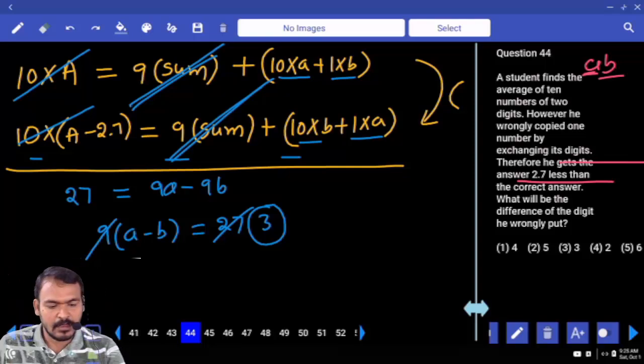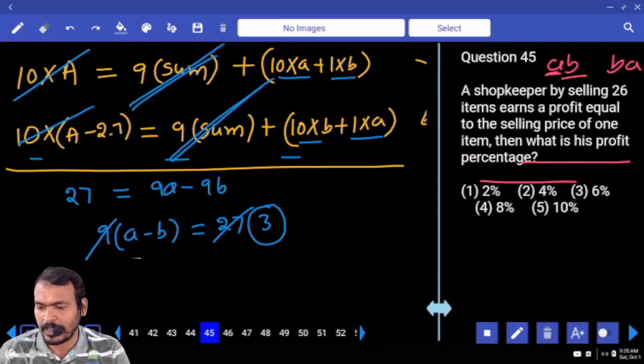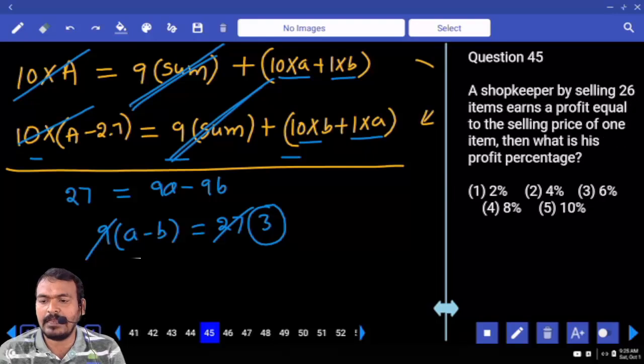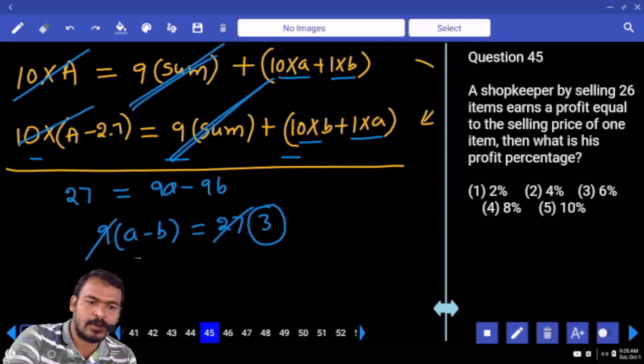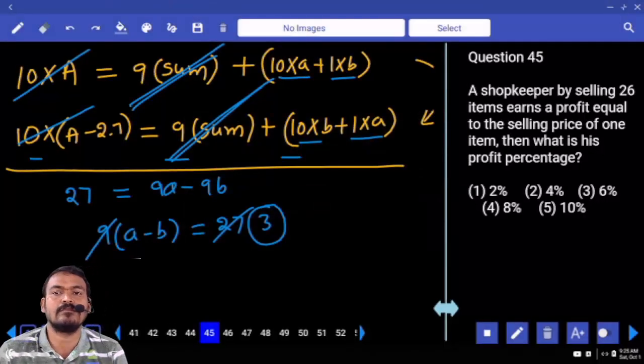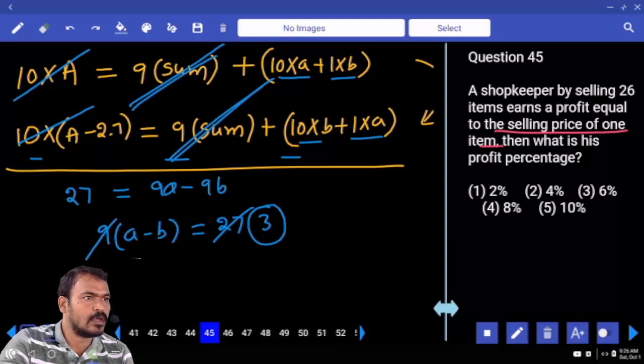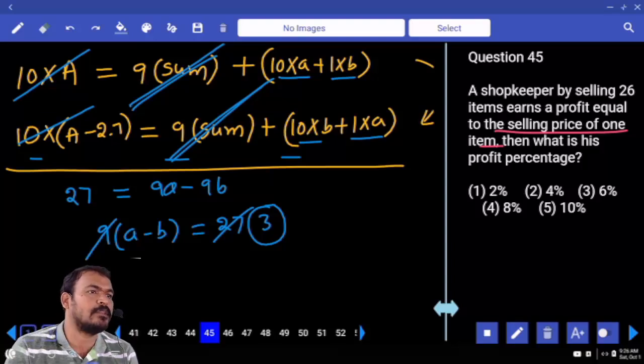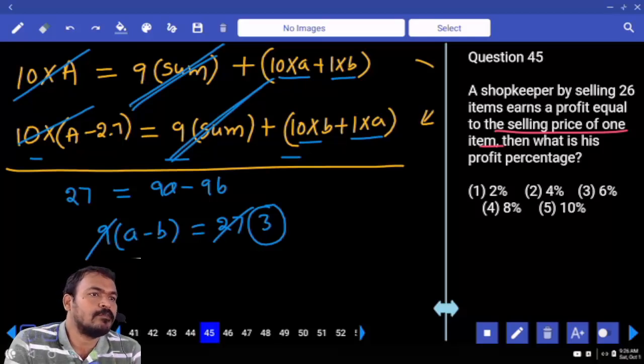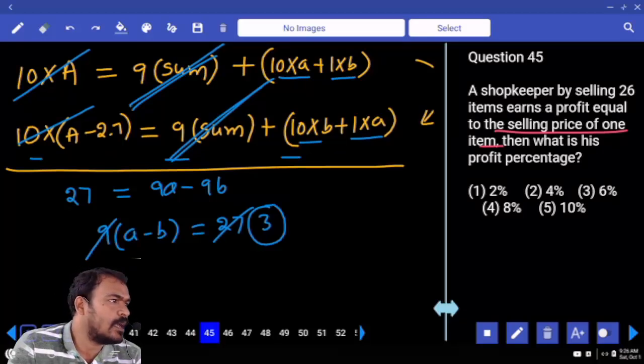Okay. Next question number 45. A shopkeeper by selling 26 items earns a profit equal to the selling price of one item. Then what is the profit percent or loss percent? Profit percent. How many items are sold? 26 items. In that, one item is already profit or not? Yes or no? Out of 26, one item already profit means how many items are purchased? 25 items or not? Yes or no?